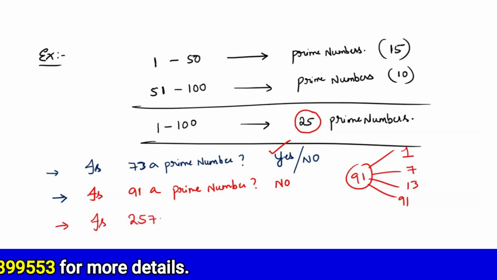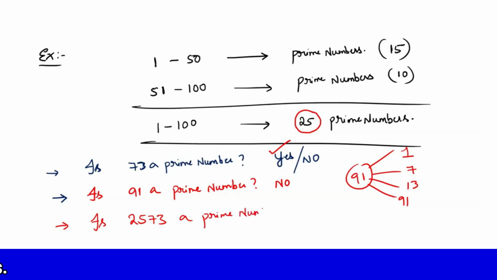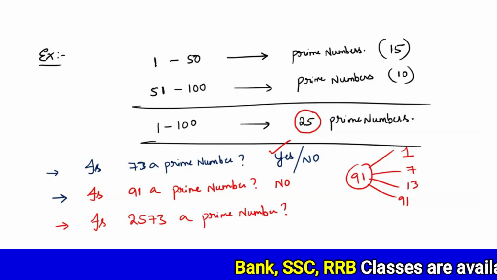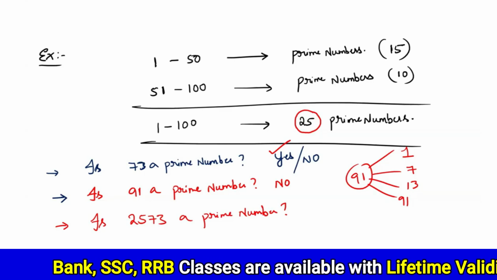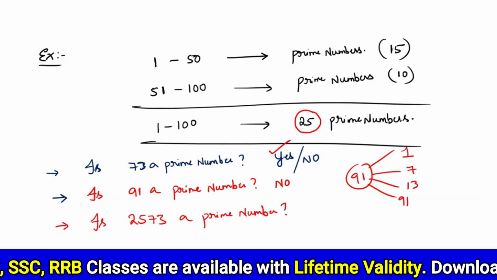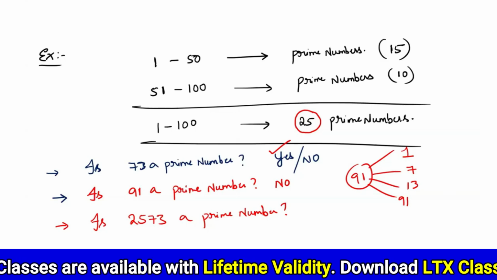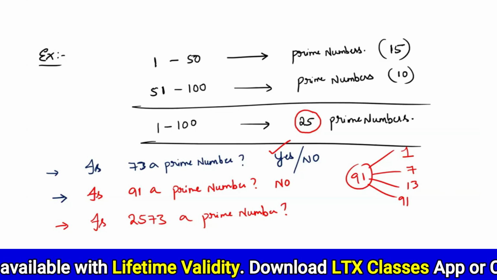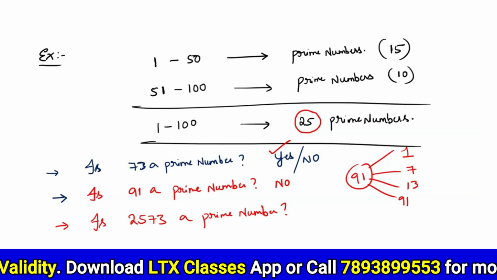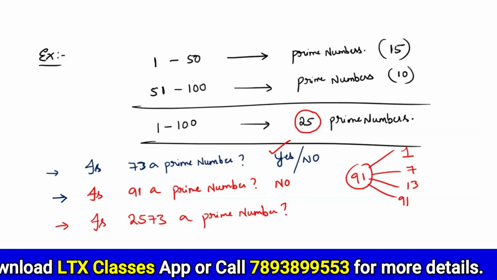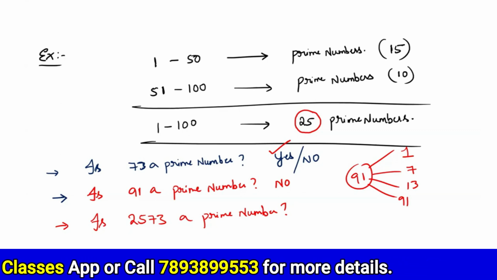Is 2573 a prime number? While answering, please don't Google it. Just try to answer it normally. The question is, is 2573 a prime number? Because there is a 3 at the end, you think it won't be a prime number? Okay.